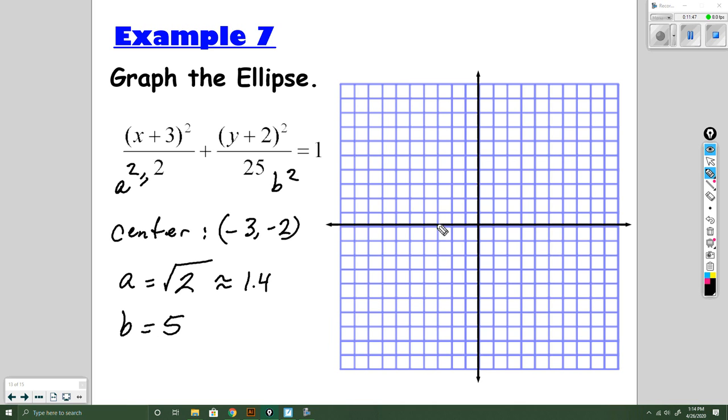So we're going to graph the center, -3, -2. In terms of a, that's left and right, so we're going to go about 1.4 units to the left and to the right. And then in terms of b, that's up and down, so we're going to go 5 units up, 5 units down. And now we're going to graph our ellipse.